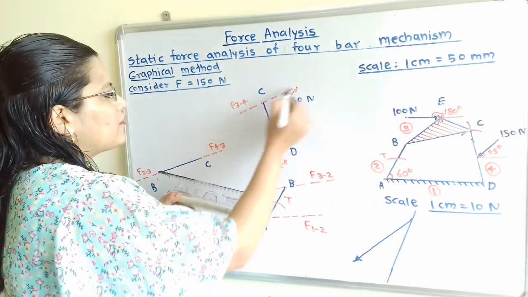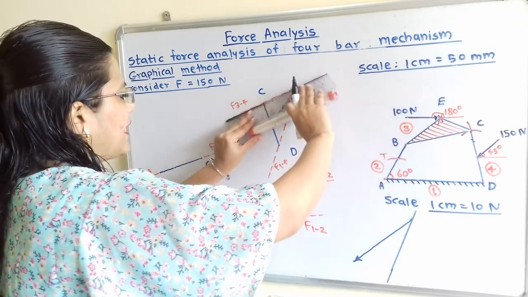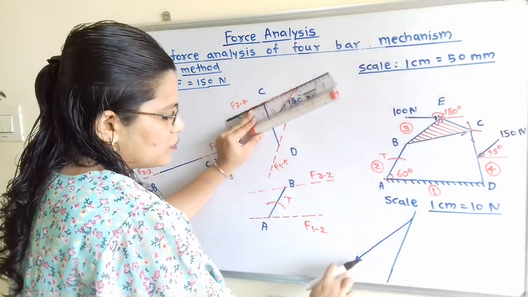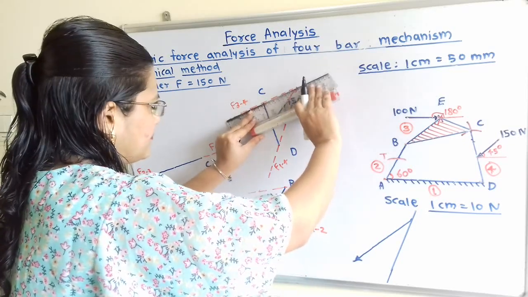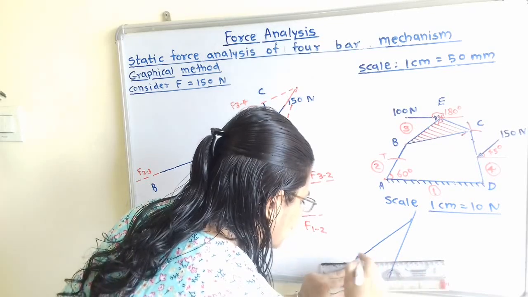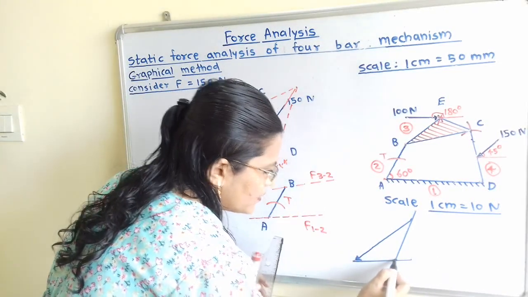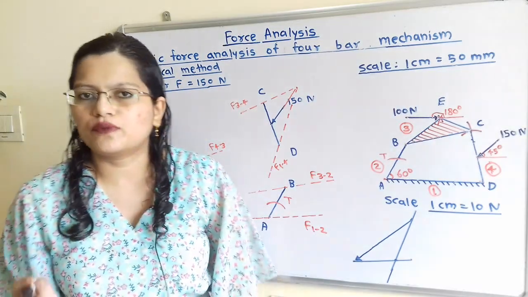Now this is the line of action of force F of 3 to 4. So we have to pass this line of action of force through this head. So we should draw the parallel line. So here is the point of intersection. Now this force polygon should be closed.